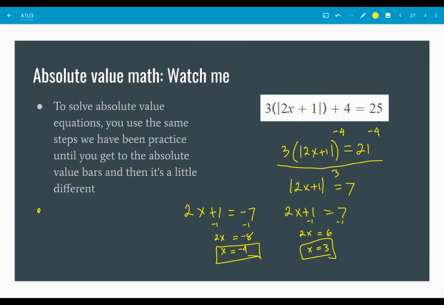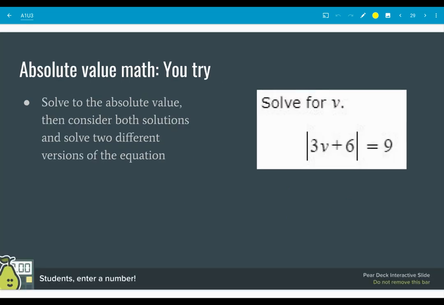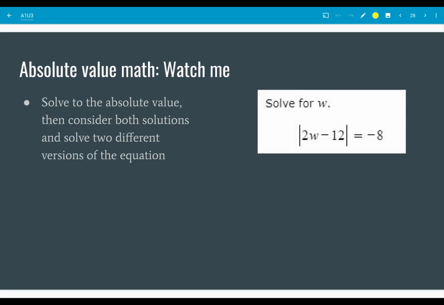With absolute value, you'll always have 2 solutions except for the vertex. And the vertex being the point of the parabola. So here, let me watch another one.